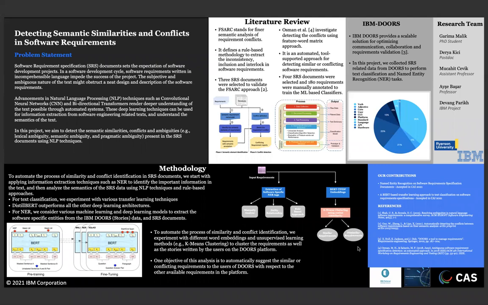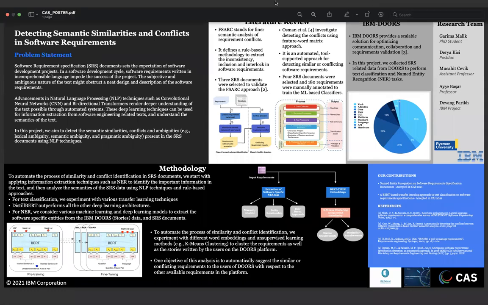In a nutshell, I just want to say that the problem is pretty tricky and is tackled by very few people, and there are few methodologies available. So we are trying to develop a new methodology where we can automate this process of detecting the semantic similarities and conflicts in software requirements.